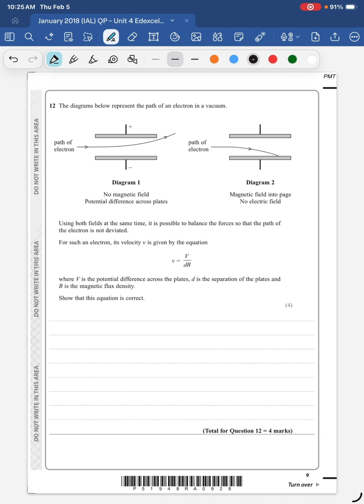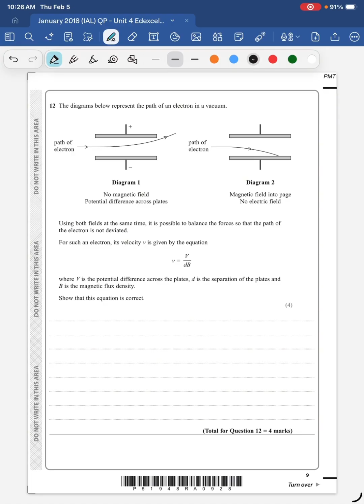Question 12. The diagrams below represent the path of an electron in a vacuum. In diagram 1, we see that there is no magnetic field, and there is some potential difference across the plates. And in diagram 2, there is a magnetic field into the page and no electric field. We see that in the second diagram, the electron does not make it out of the plates.